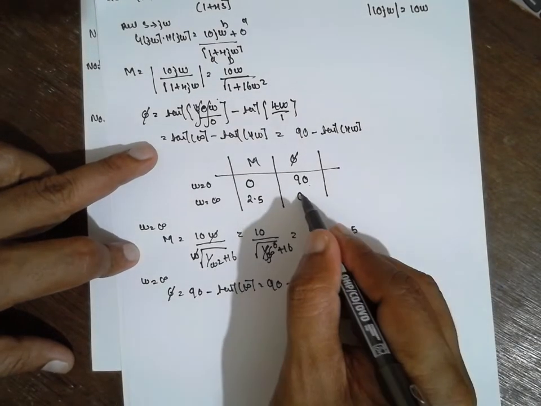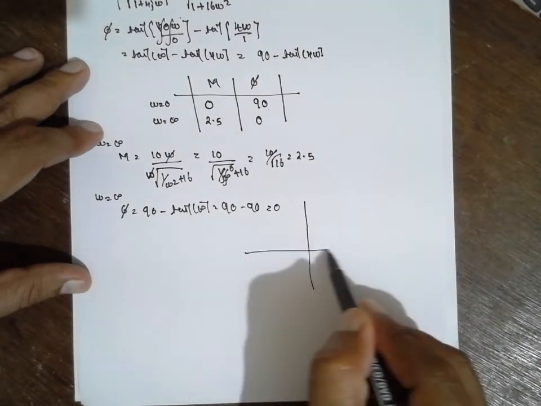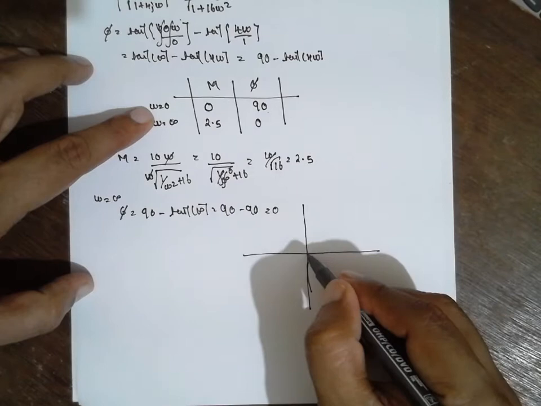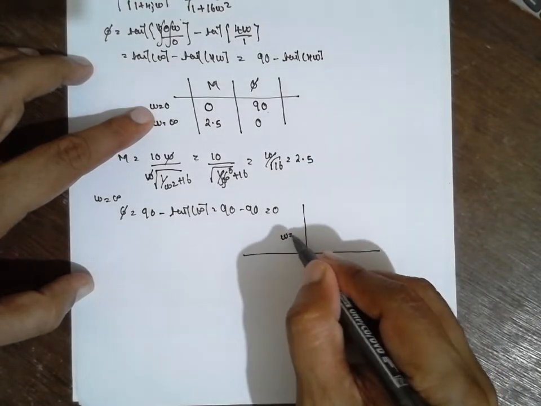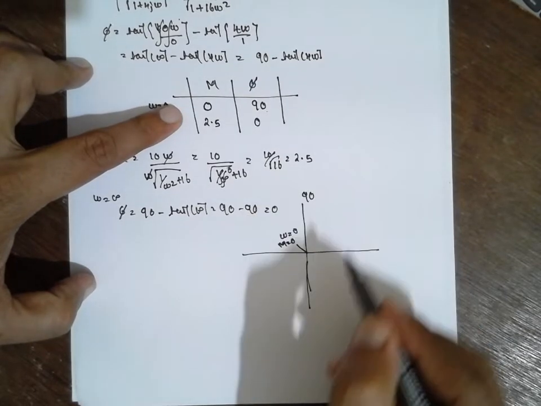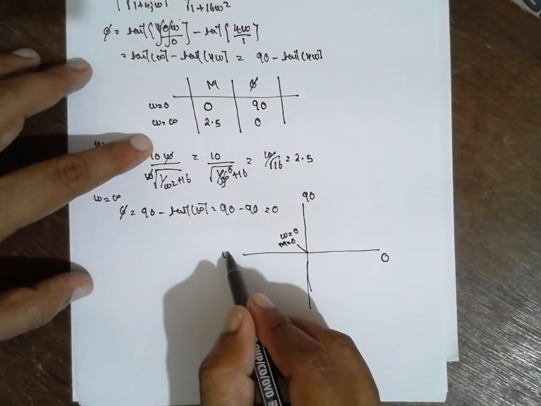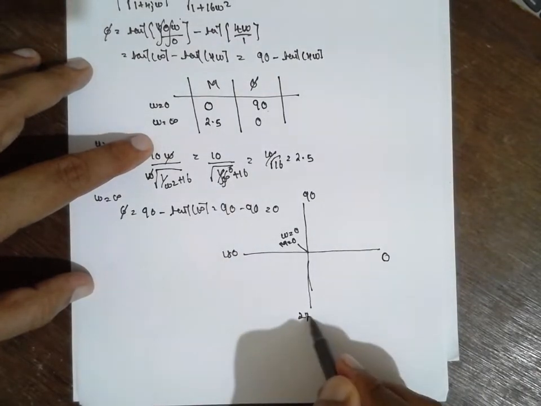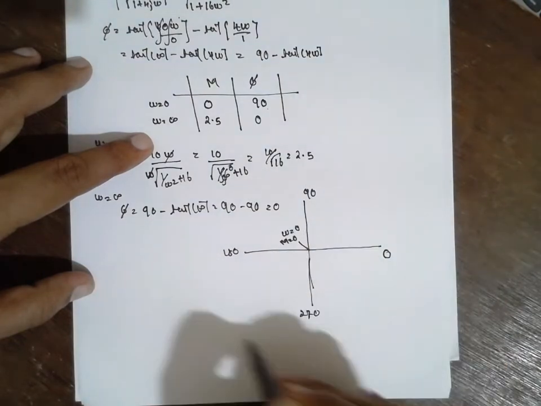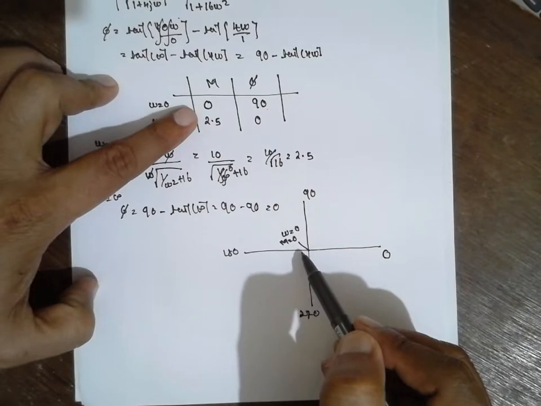The diagram for this one: when omega is equal to 0, M is equal to 0 at angle 90. This is positive 90, this is 0, this is 180, this is 270. Positive moves in this way, negative moves in this way. When omega is equal to 0, M is 0 and the angle is 90.